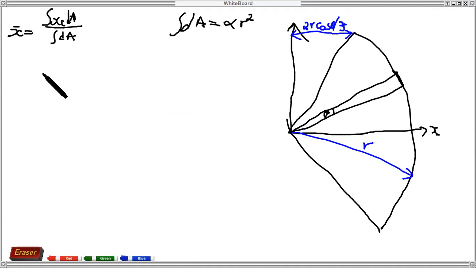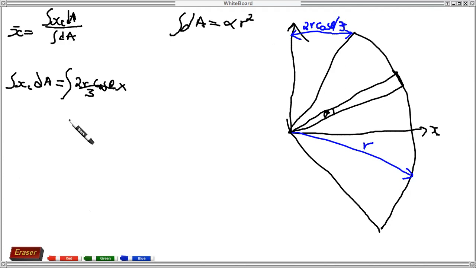Okay, for the numerator, you integrate your x bar now. In this case, your xc, the center, is this line which is horizontal to the x-axis. So it's 2r cos theta divided by 3, that portion, times this dA part.